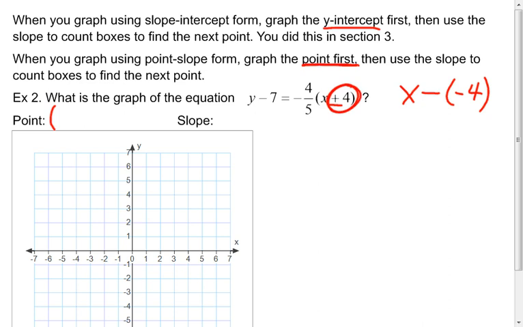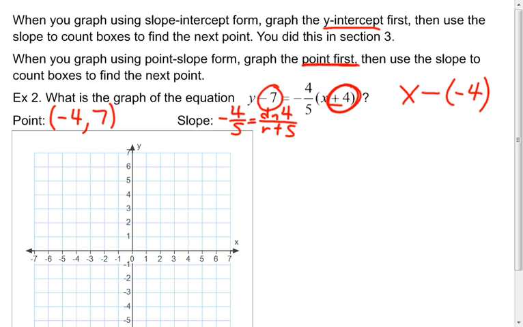So what I write down for my x value is negative 4. This is a negative 7. So what I write down for my y value is positive 7. Okay. The slope, negative 4/5. Remember, negative means down 4. Positive on the bottom means right 5.